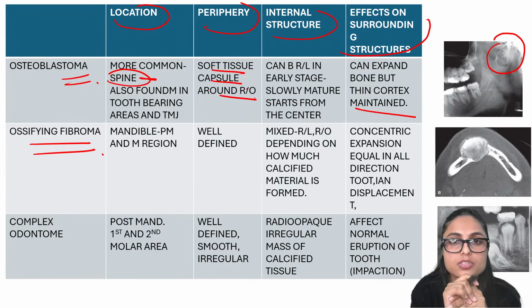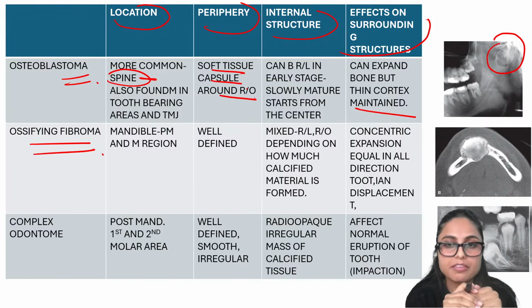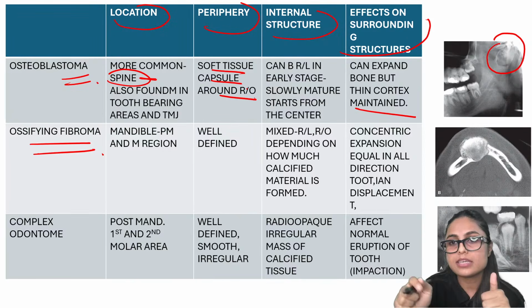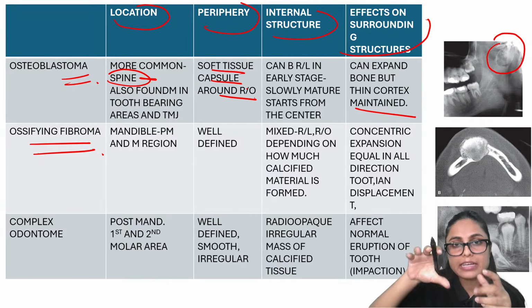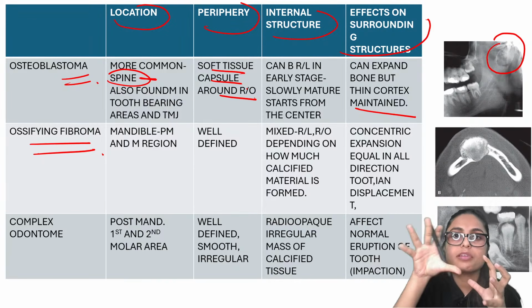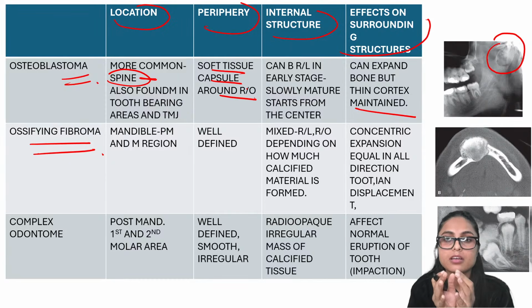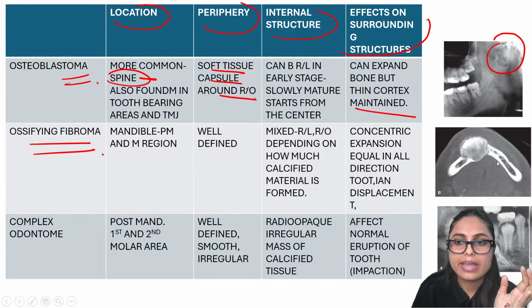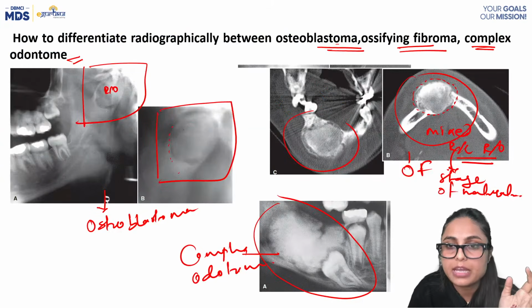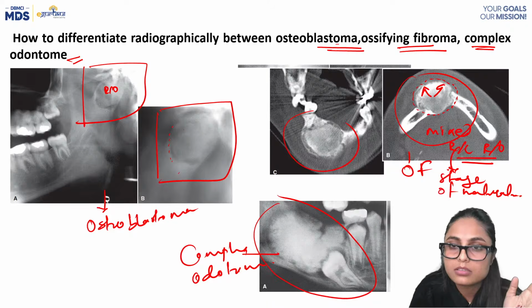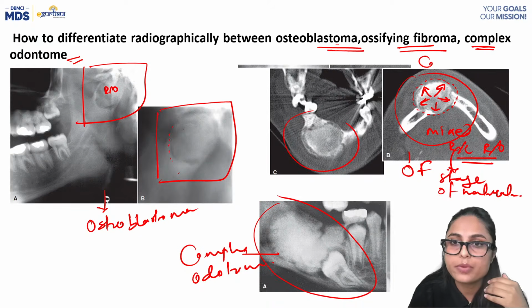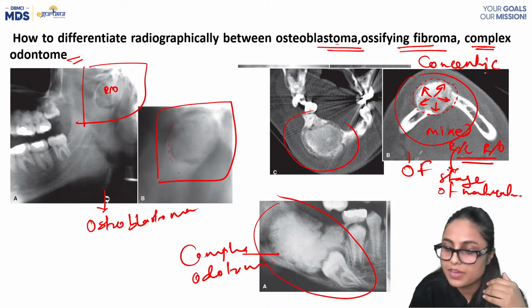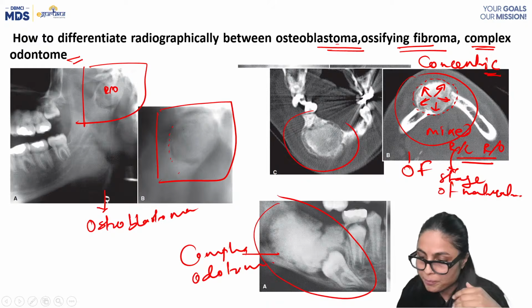Now, effects on surrounding structures by ossifying fibroma. As you can see, this ossifying fibroma is well defined and shows concentric growth, and it expands in equal direction. So expansion of ossifying fibroma is equal in all directions. This is the concentric type of growth that ossifying fibroma shows.